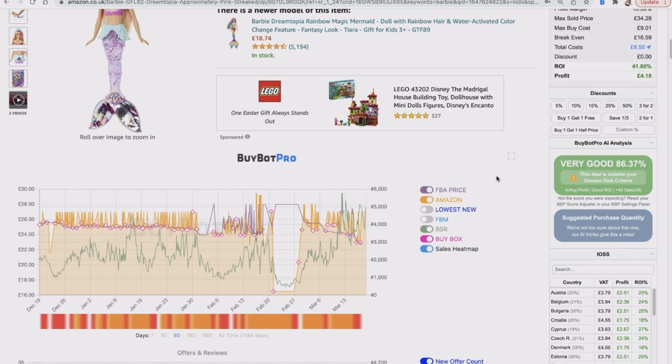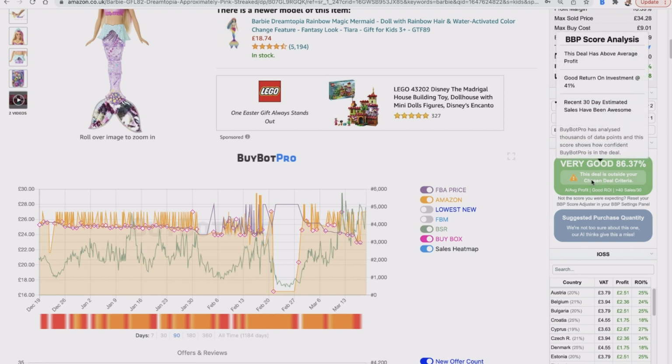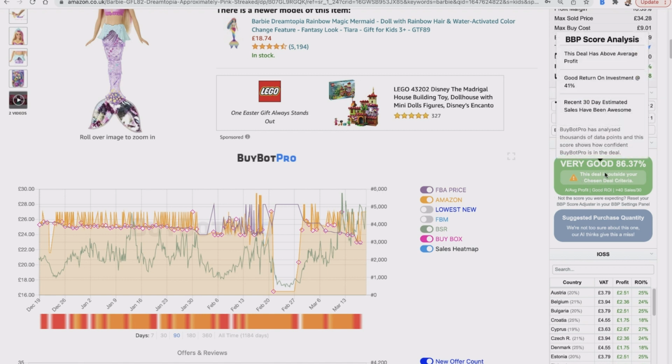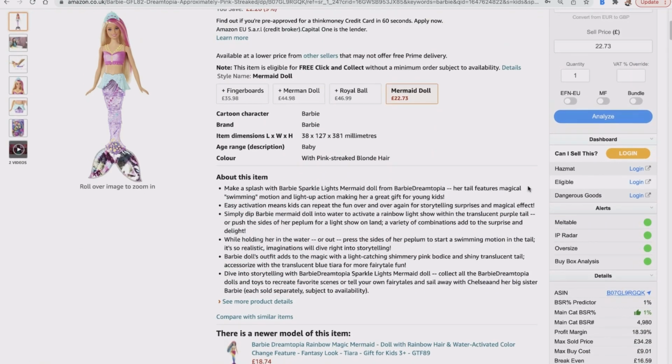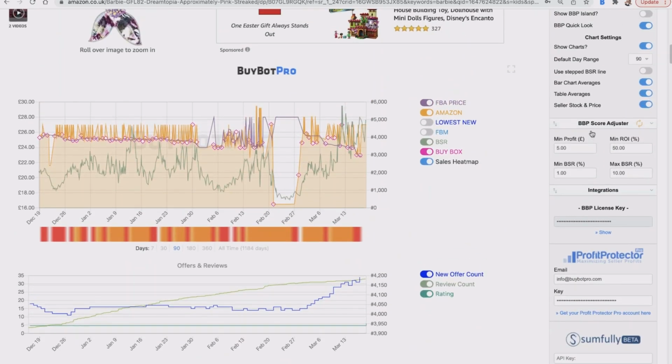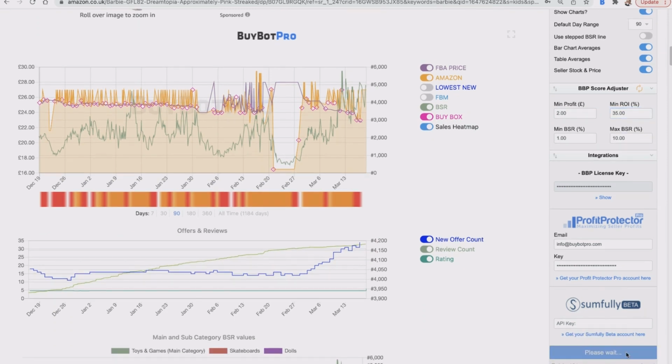Now, your boss isn't going to give you those figures that I put in there. I put in extremes just to give you an example of what happens. But there it is. It tells you exactly that. So you'll be able to see exactly how your boss wants you to analyze a deal. So you go up to the settings, you include your boss's criteria down the bottom. Here it is, BuyBotPro score adjuster. You put in your boss's minimum profits. Maybe they say our minimum profit's £2 or $2 or $3 or whatever it is. And our minimum ROI is 35% or 30%, whatever it is they want. Then you click save and sync.